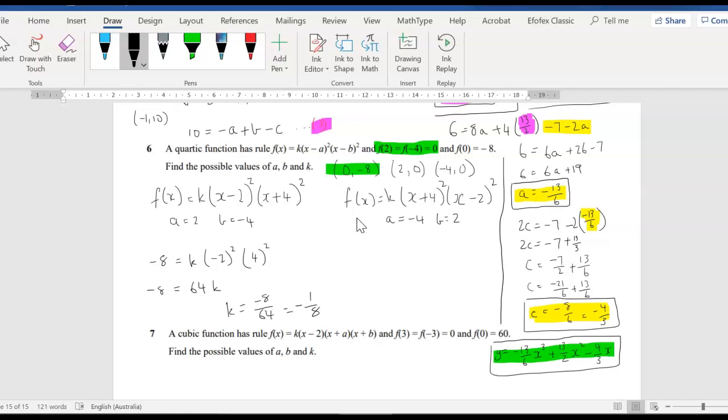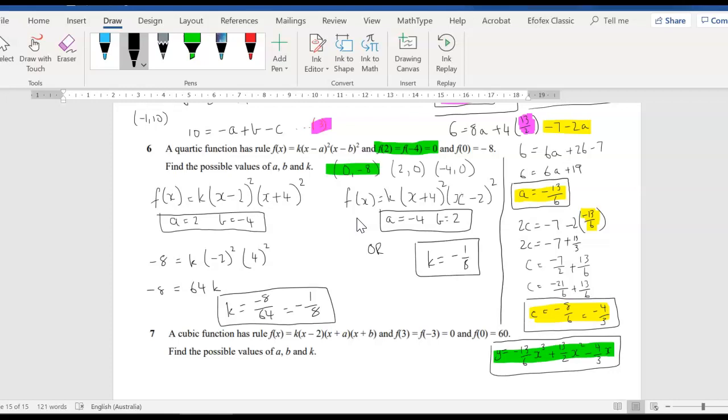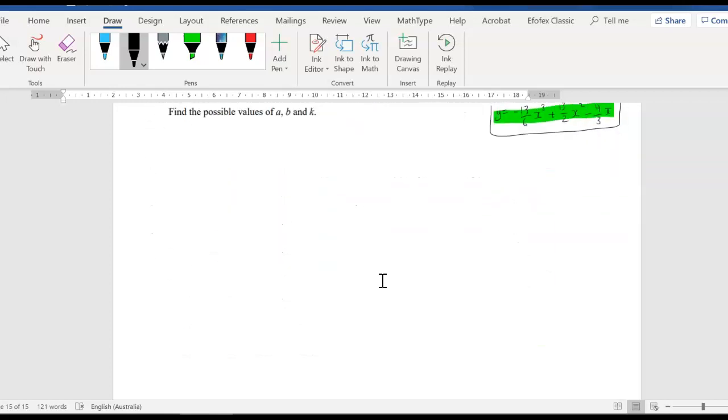So you can have a equals 2, b equals negative 4, and k equals negative 1/8, or this is your other possible solution, a equals negative 4, b equals 2, but k is still equal to negative 1/8. So we don't have to do the working out for that one. All right, last question. We're nearly there.